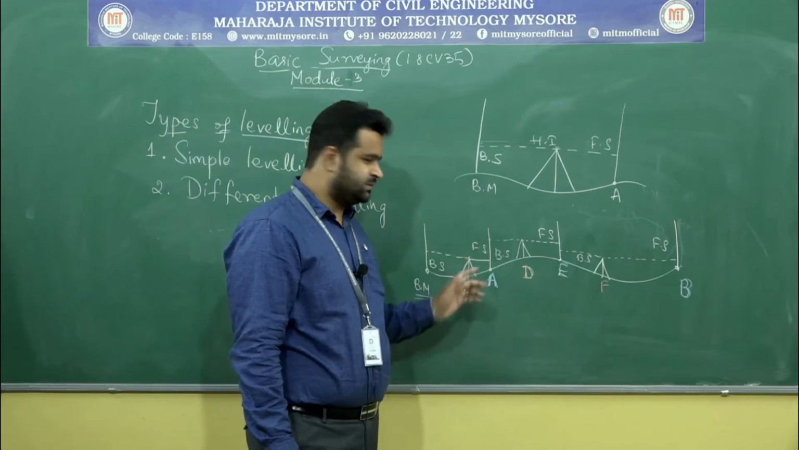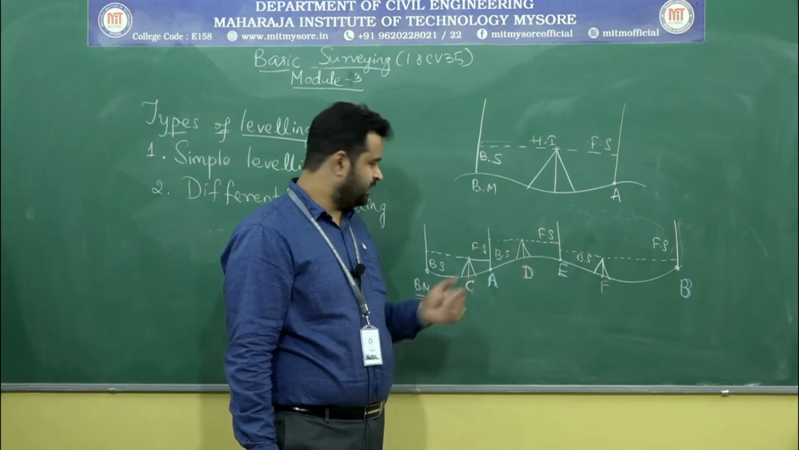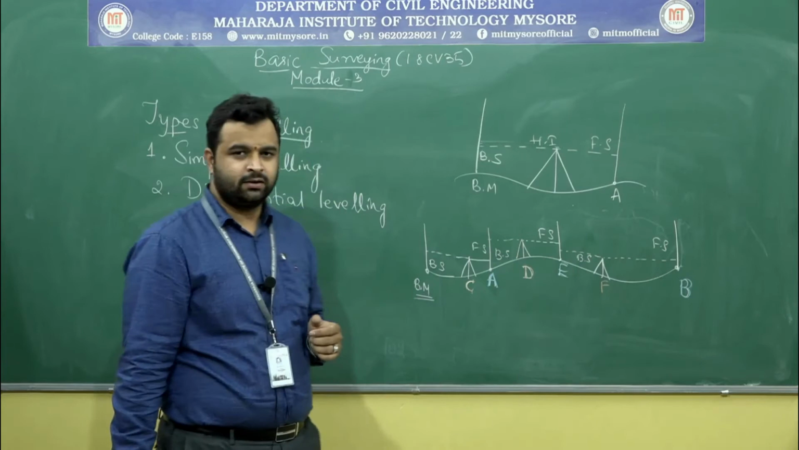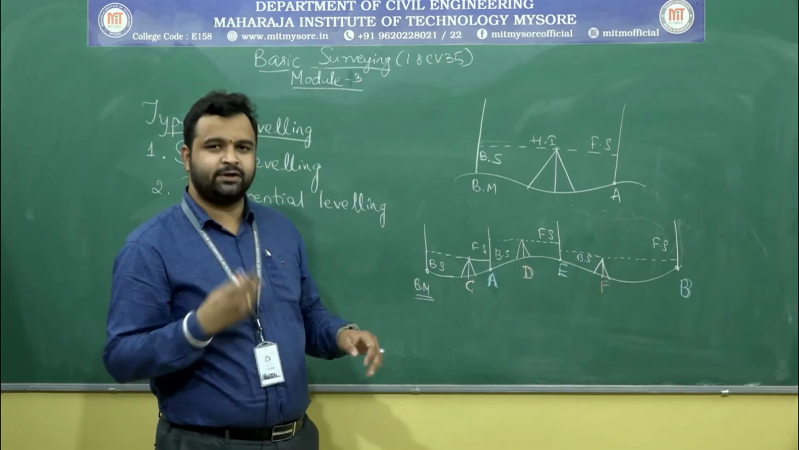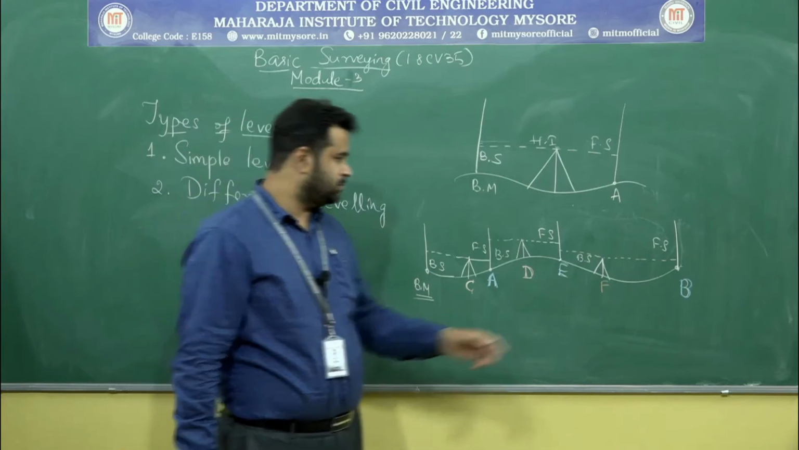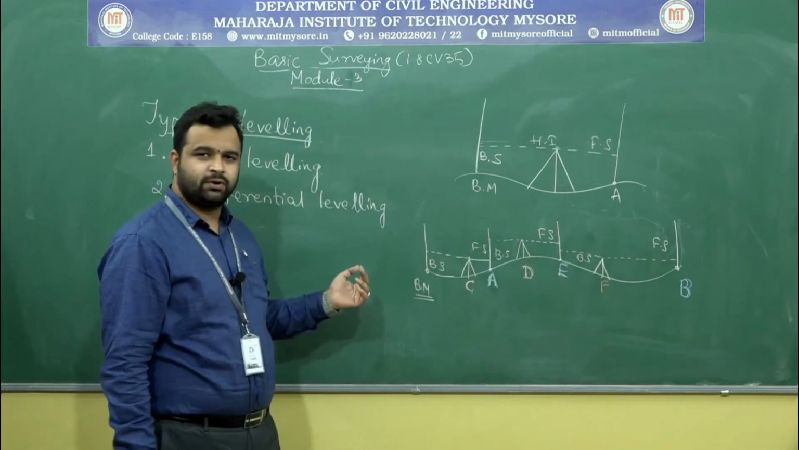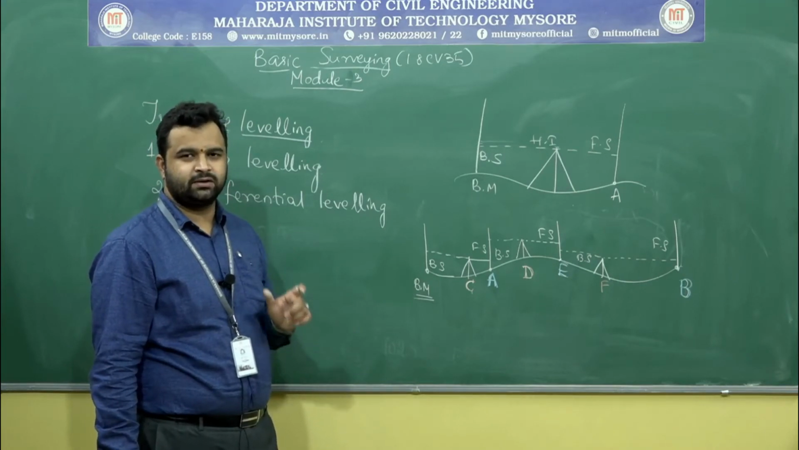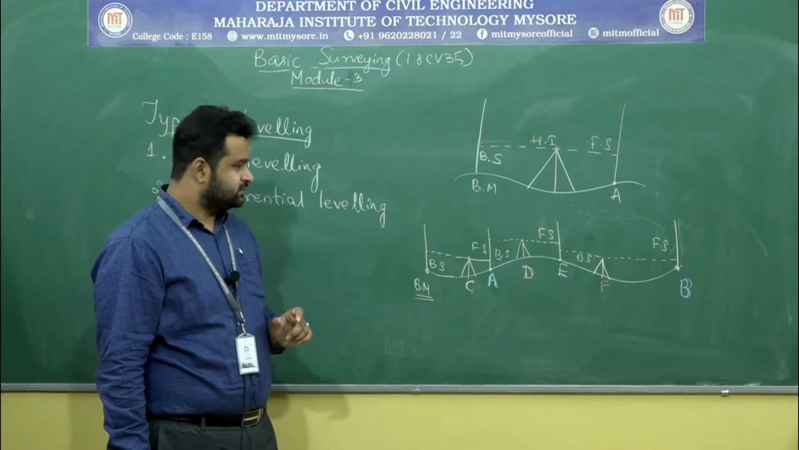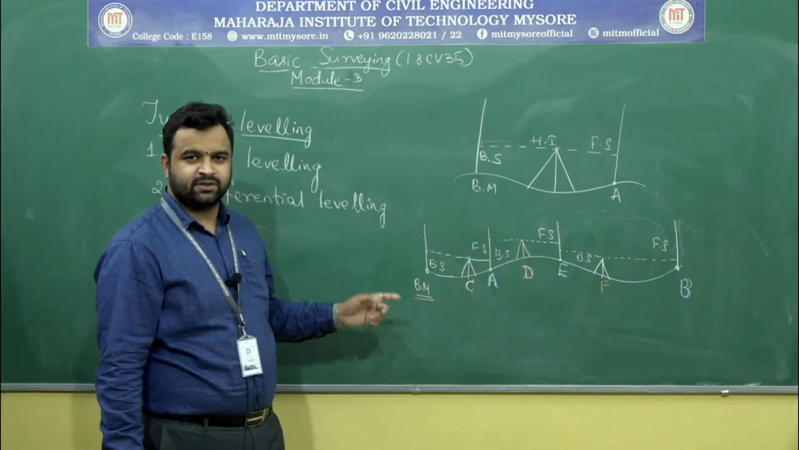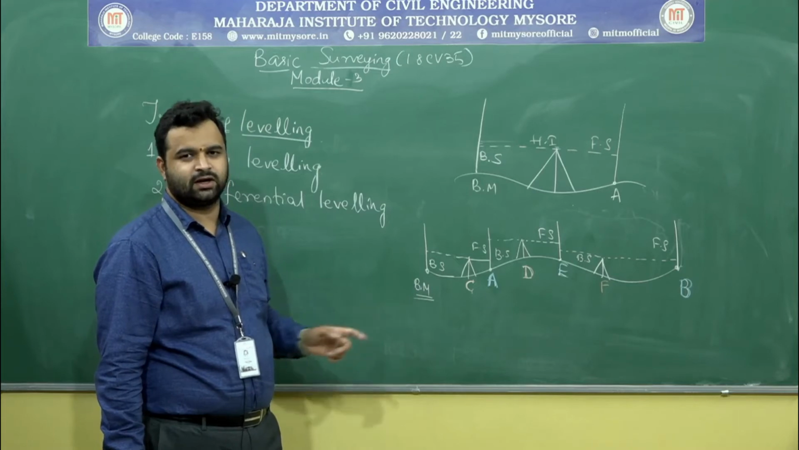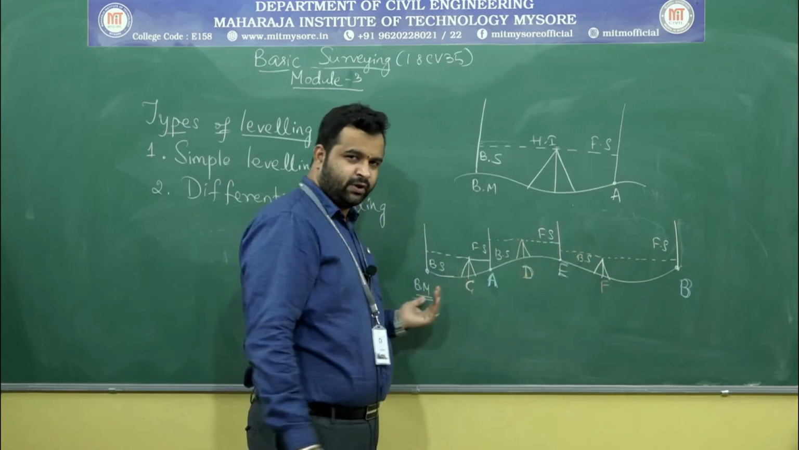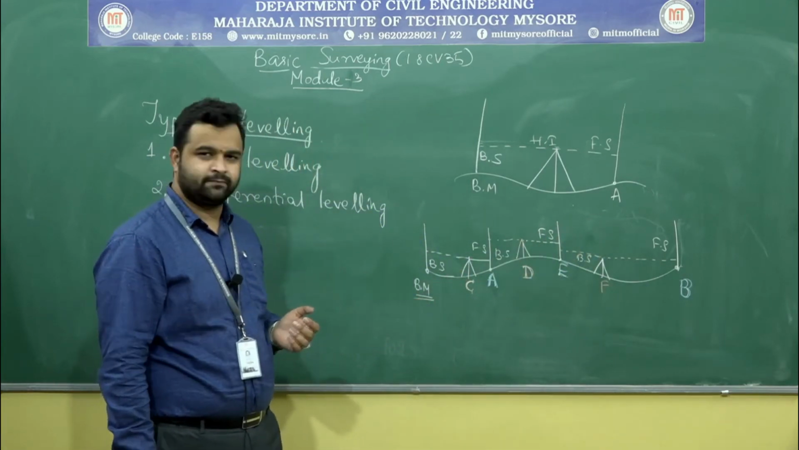So to determine the difference in elevation between point A and point B, we are shifting instruments a number of times. This process is called fly leveling. So what if you come back from B towards A again? Now from B we will come back to A only to check the accuracy of the obtained elevation. Okay. So if we start from B and end at A, that type of leveling is called fly back leveling. If we come back to point A, it is called fly back leveling. Okay. I hope this is clear.